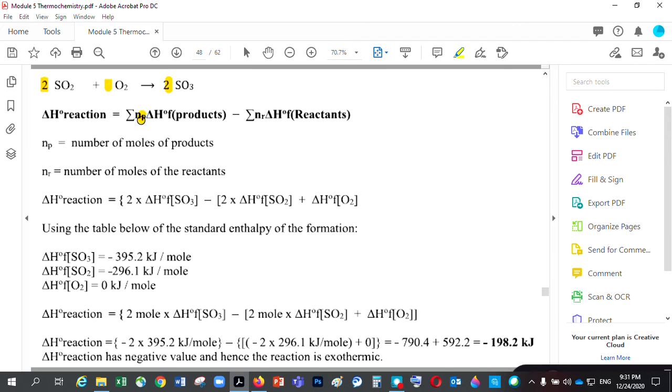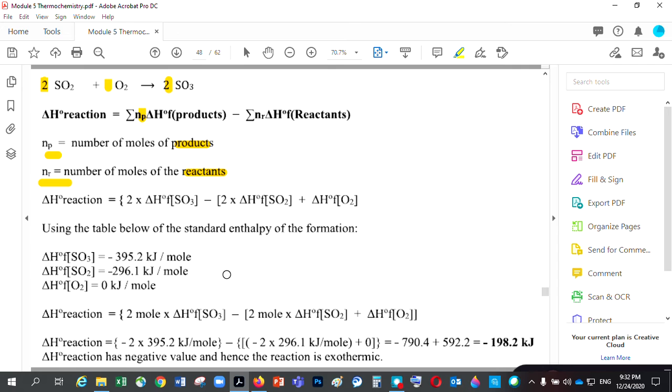So we have to introduce the number of moles: the sum of all the standard enthalpy of formation of the products, multiplied by their corresponding number of moles, minus the standard enthalpy of formation of the reactants, multiplied by their corresponding number of moles, correct? That's for the reactants and that's for the products. NP for the products, and NR for the reactants.